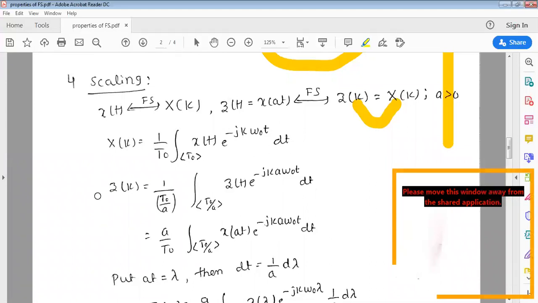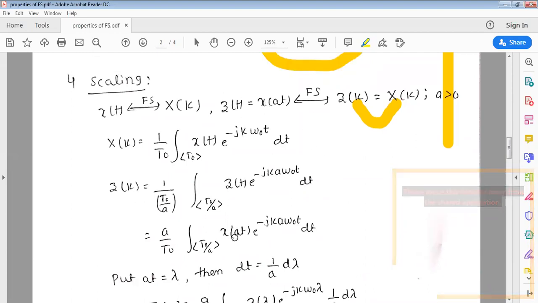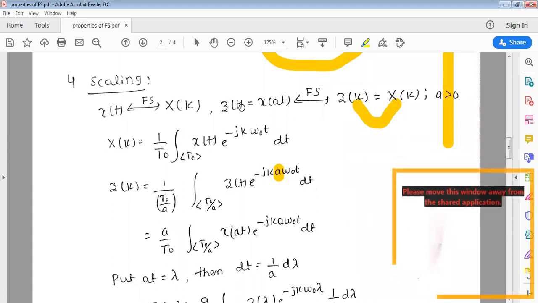Now, how do you solve the problem? Once again, we'll start with the same thing. x of k is nothing but 1 by t naught, integral of x of t into e power minus jk omega naught t. So what is your z of k? It is nothing but the integral of z of t into e power minus jk omega naught t. Now z of t gets replaced by x of at. Whatever t you have, that gets replaced by at.